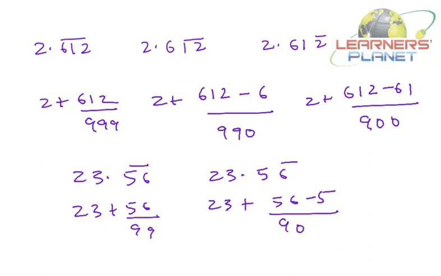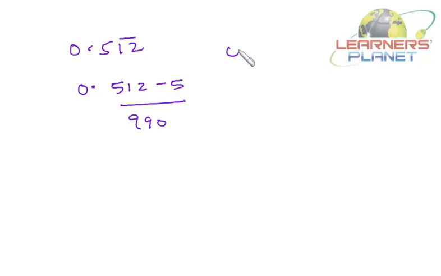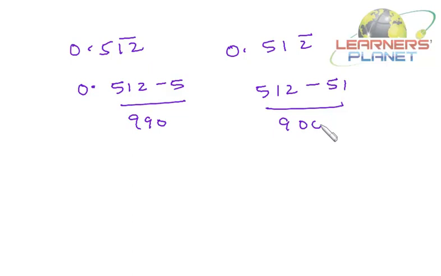Okay, I can take one more example. Suppose I am having 0.512 bar. So it will be 512 minus 5 upon 990. Now if it is 0.512 bar like this, then I'll be having 512 minus 51 over 9 for this 2 and 2 zeros for 51. So it's 900. Okay. If you can memorize the concept, it will be really very easy and useful for you to do this sort of question in your entrance examinations. Okay friends, I hope you are clear with the concept.